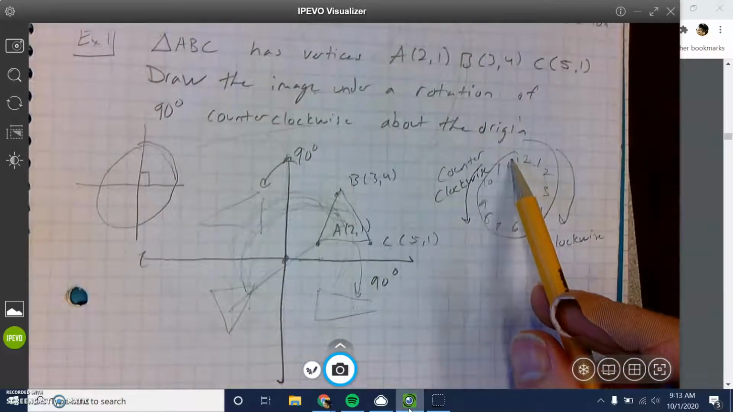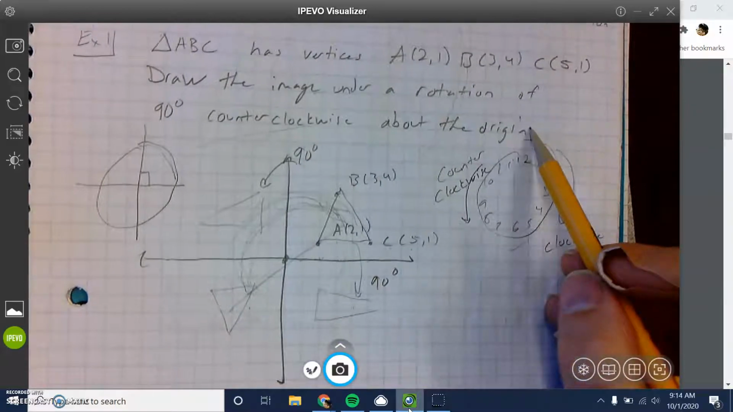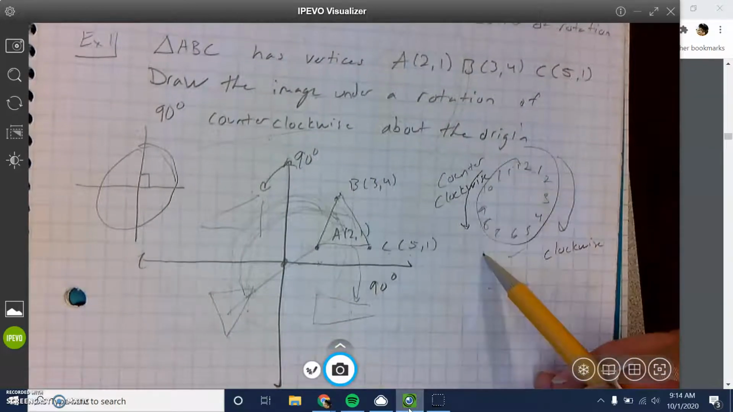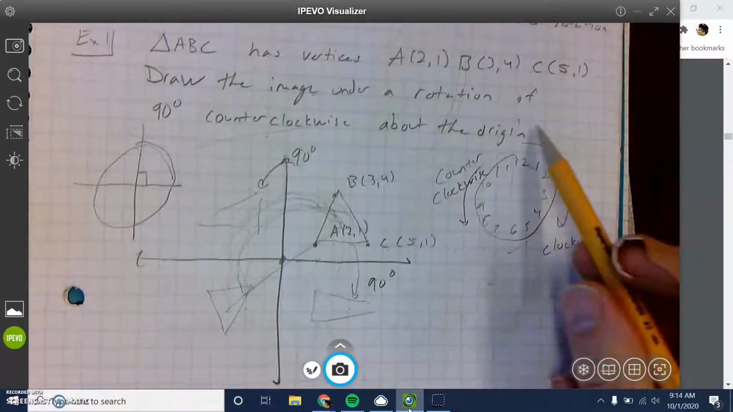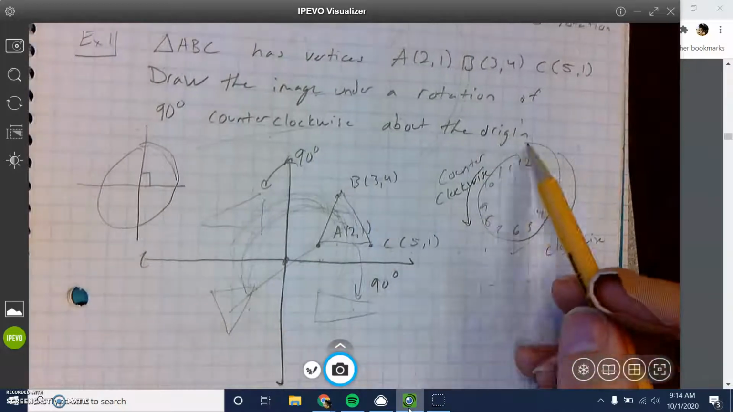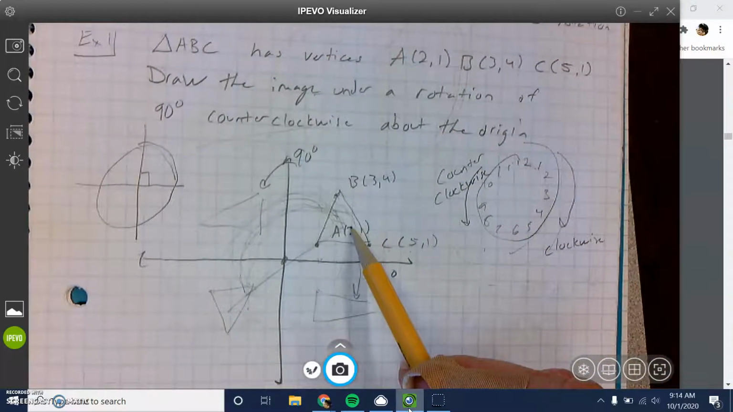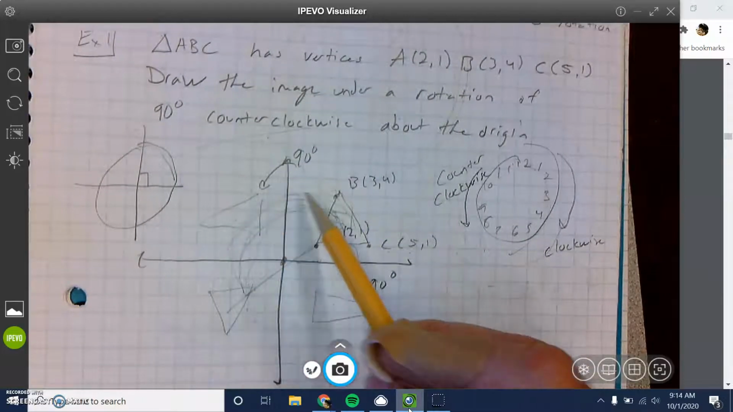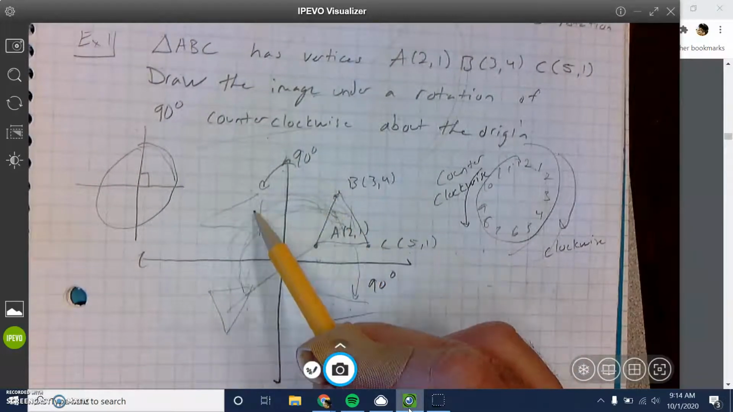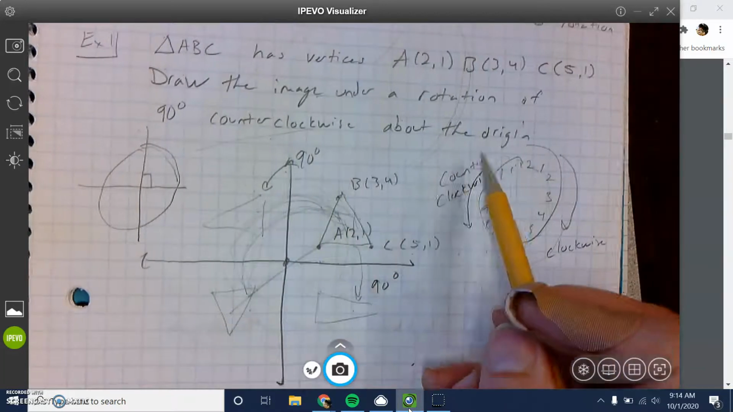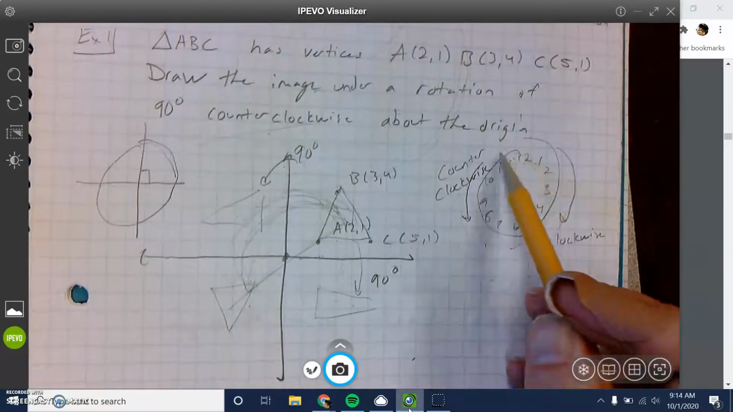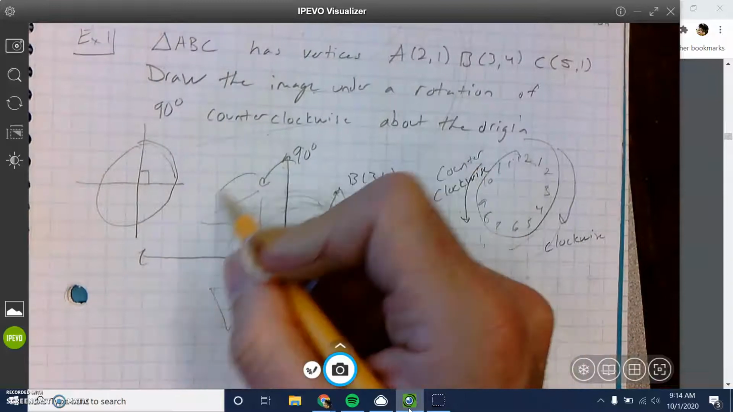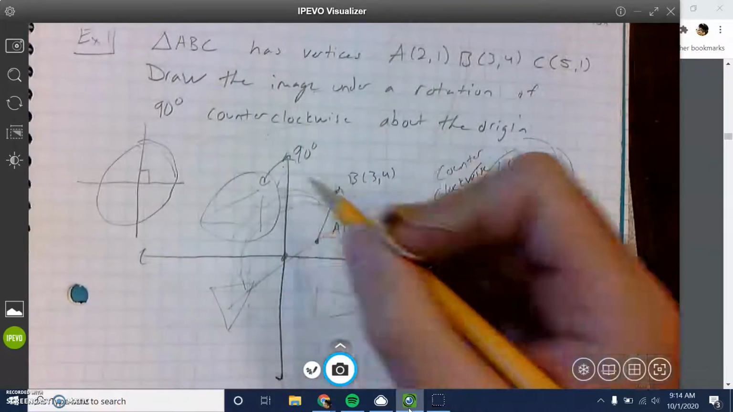So I always think about a clock. Clockwise is to the right, and counterclockwise is to the left. So we're doing counterclockwise, going against the numbers. If it's 90 degrees, I'm going a quarter of a circle to the left, because that is the way we're turning counterclockwise. So we're going to go here. Okay?